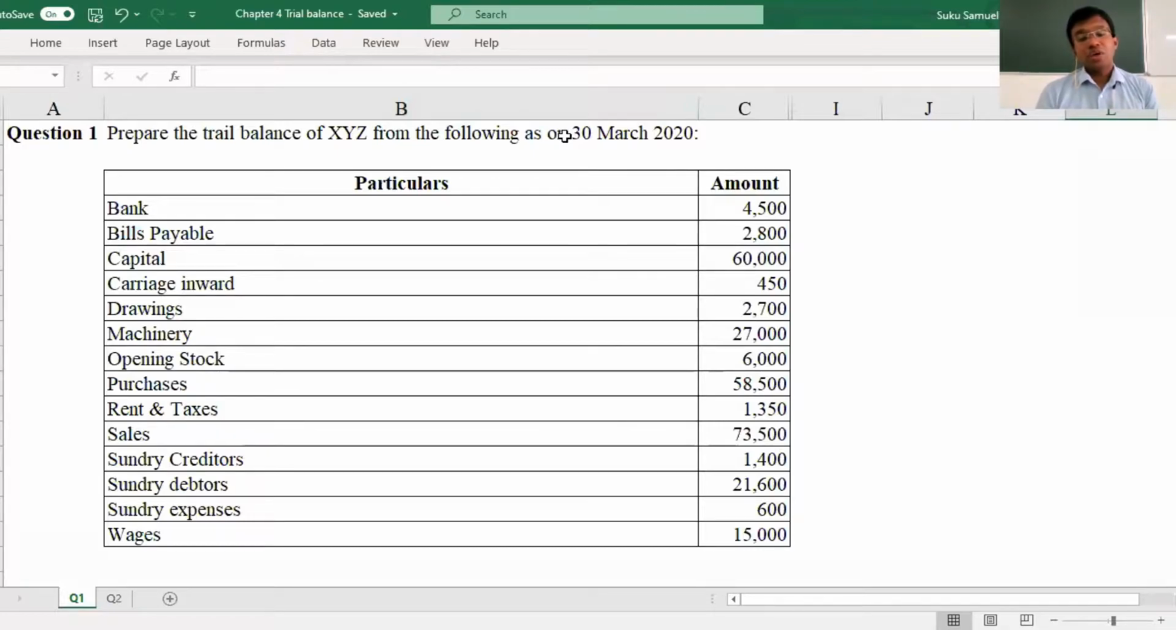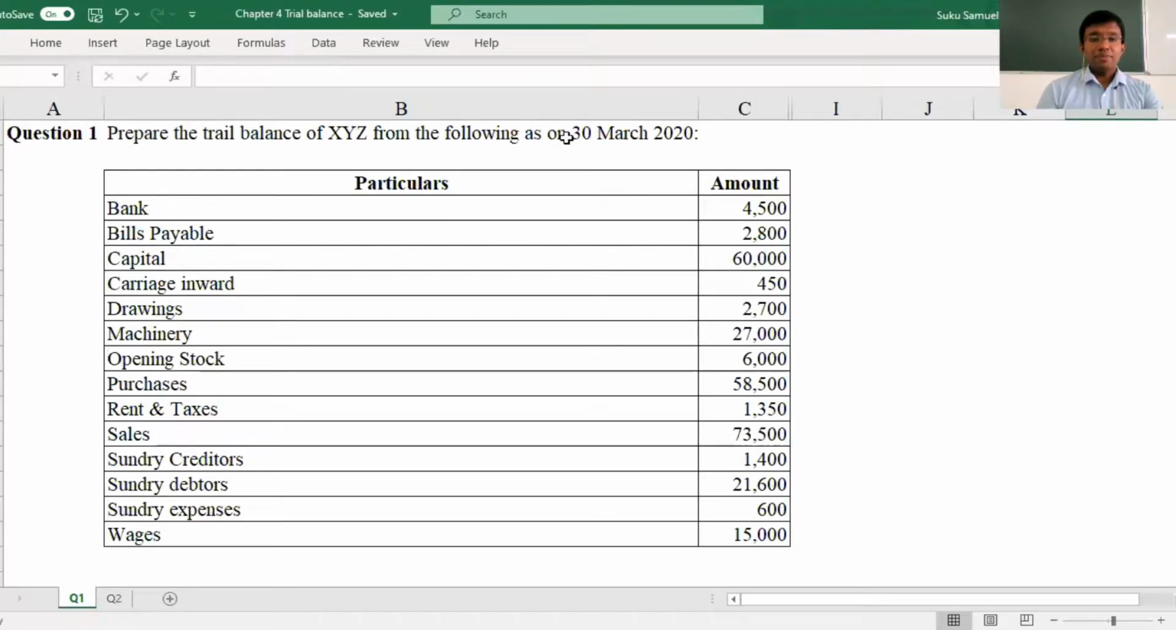Also, what you have to understand is that the details given to us are of Mr. XYZ. So we are preparing the trial balance of Mr. XYZ right now.